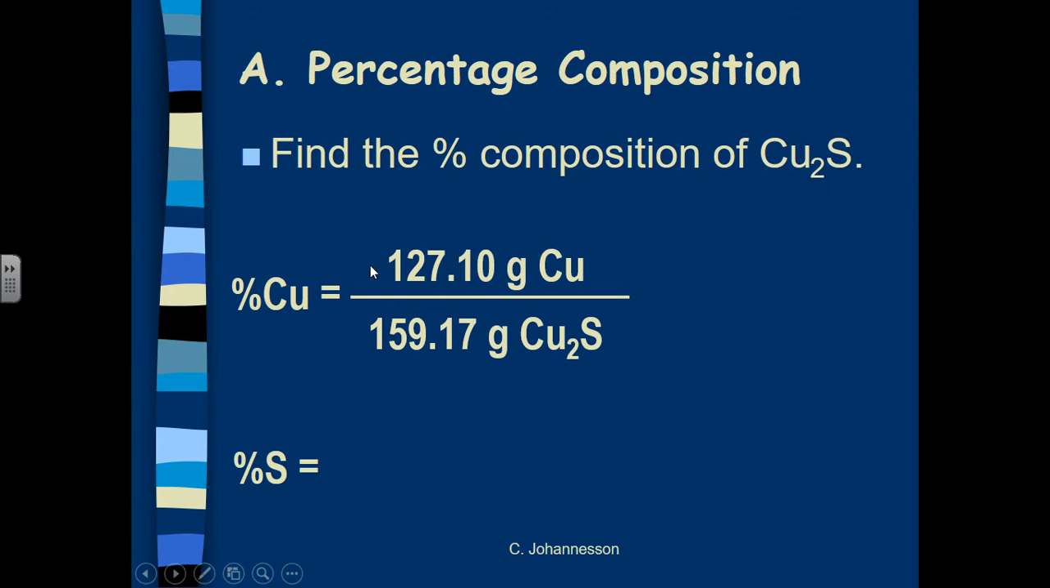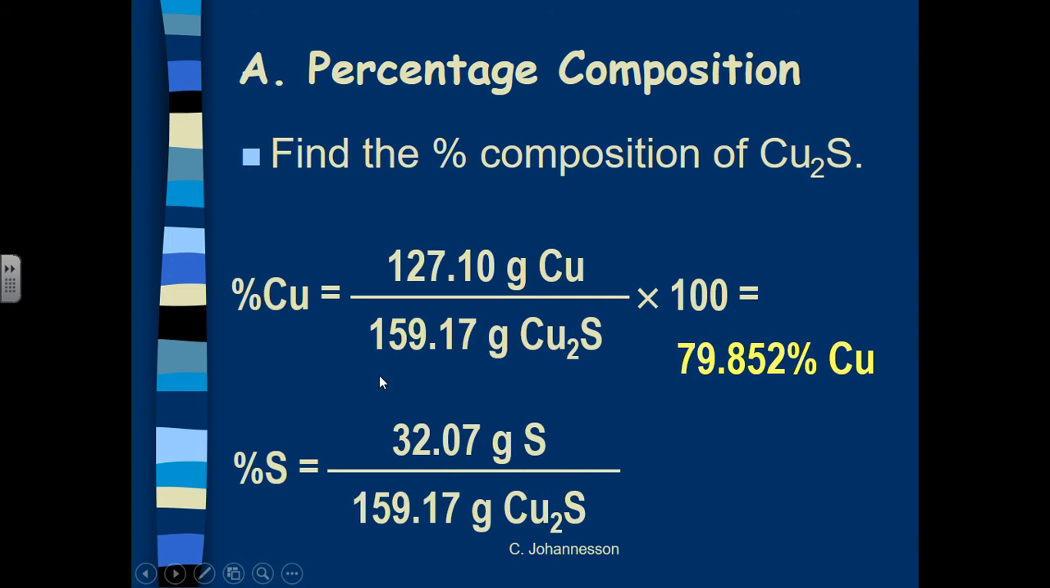And then this top number is just the coppers. So it was just the 2 coppers, the 63 whatever times 2. Okay, remember these numbers that I'm using here are the decimals on your periodic table. It's the molar masses. Okay, and then times 100. So 79.852% of this is copper.